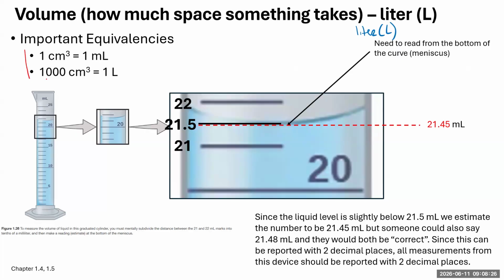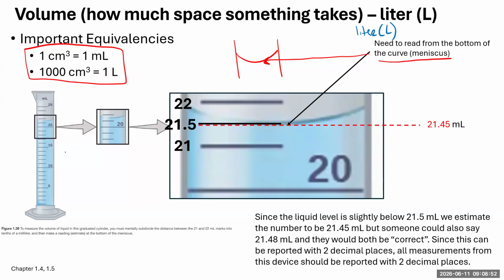Again, these are the important equivalencies. Write those down in your notes somewhere. We'll use those a lot. We need to read from the bottom of the curve, which is called the meniscus. That's the bottom of the line, something like this. There's a lot of lines there. So we want to read from the bottom of that curve. That's where the proper measurement is going to be.